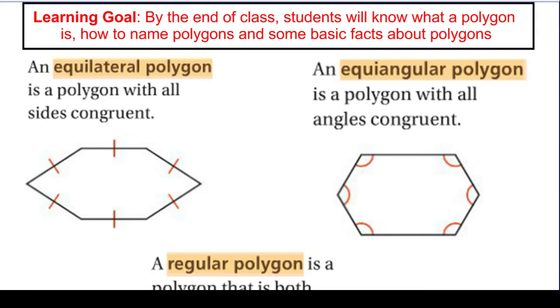Okay. We can also talk about something being equiangular. If we have an equiangular polygon, then all of the angles of the polygon are equal. Okay, so that's just the same concept. An example of that would be in an equilateral triangle, all of the angles are 60 degrees. So we would say that an equilateral triangle is also equiangular.